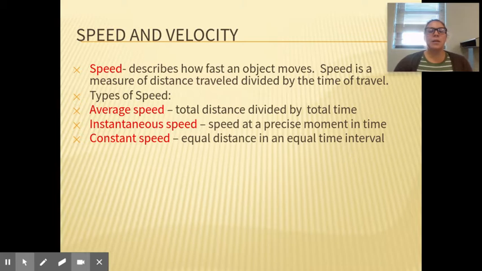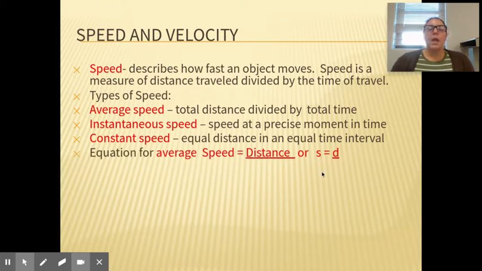Constant speed is when you go an equal distance in an equal amount of time. So constant speed, if we're in a car, I like to think of this as cruise control. I turn on my cruise control and that's my speed. I'm not going to speed up. I'm not going to slow down unless I turn it off, unless I bump up the speed or hit the brakes and slow down. Okay. Constant speed is kind of like having your car on cruise control.